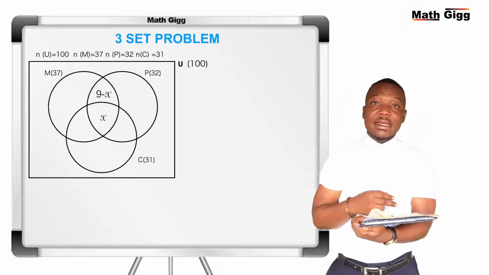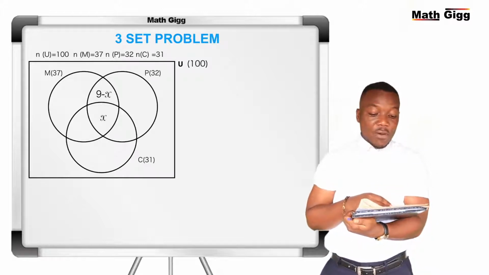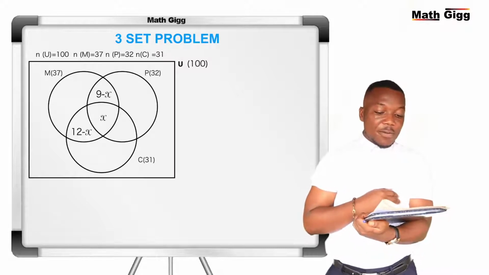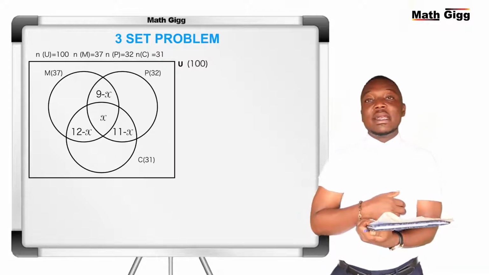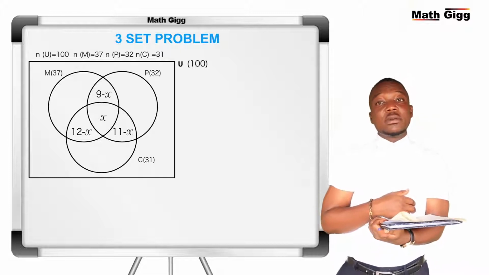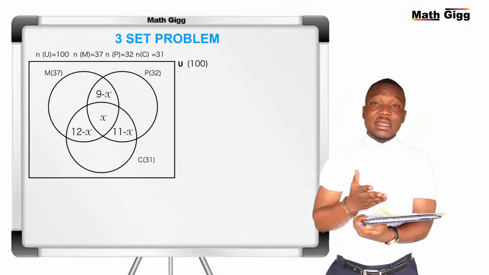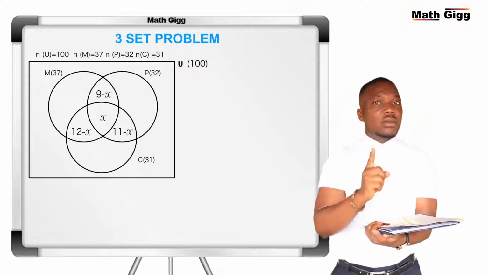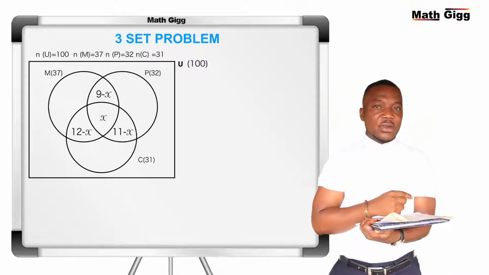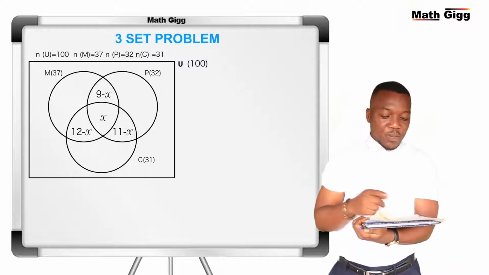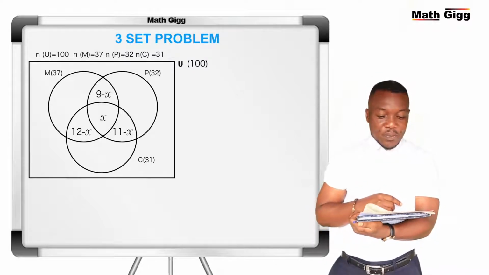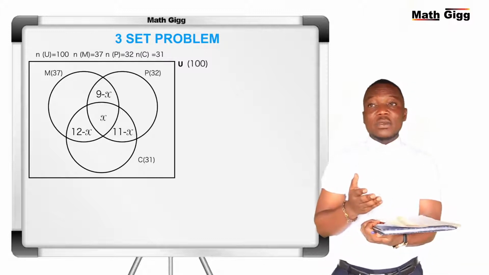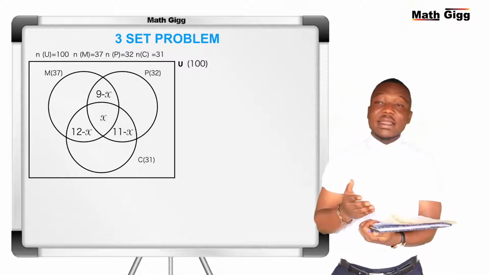If you do the other intersection, for math and chemistry, we have 12 minus x. Then for physics and chemistry, we are also going to have 11 minus x. Students normally confuse themselves and they'll be writing the 9, 12, and 11. Remember that if the statement does not come with the word only, there's going to be a subtraction, okay? Hope you are following. Now, the next thing is that if we do that, we are going to have empty spaces for math only, physics only, and then chemistry only.